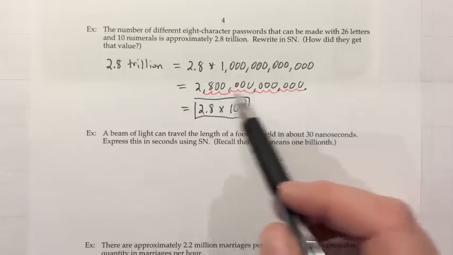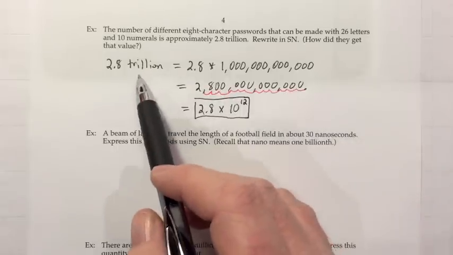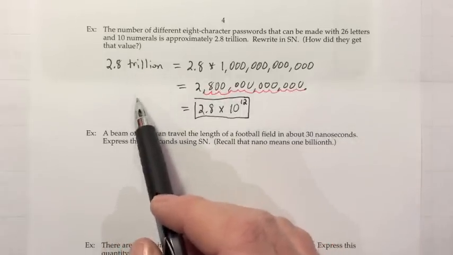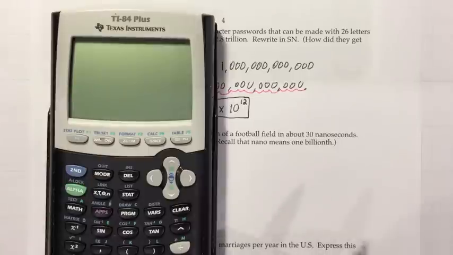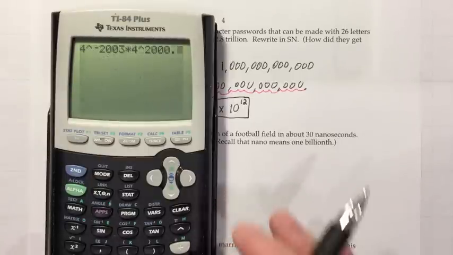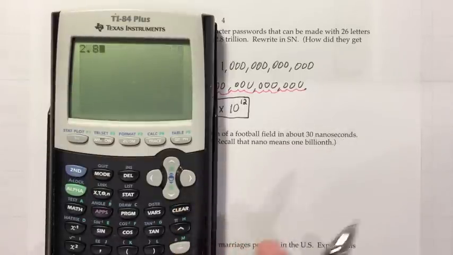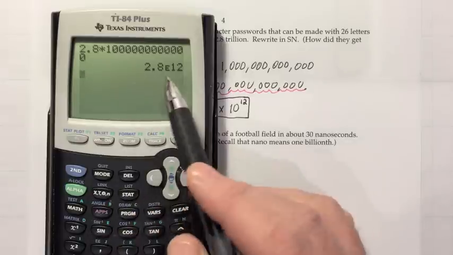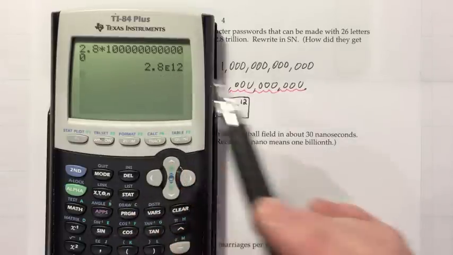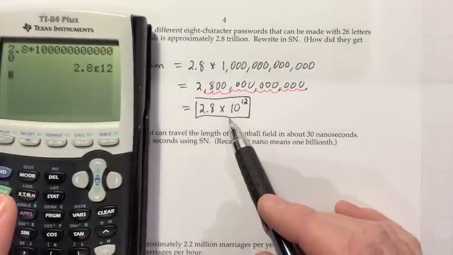So one way to avoid writing out a really long number is to use altered units, like trillions. Another way is to put it in scientific notation. And something interesting about the calculator: if I take 2.8 times a trillion, so 1,000 million, billion, trillion, the calculator immediately says that's too big and puts it into scientific notation, 2.8 times 10 to the 12th, which is the same thing we had.